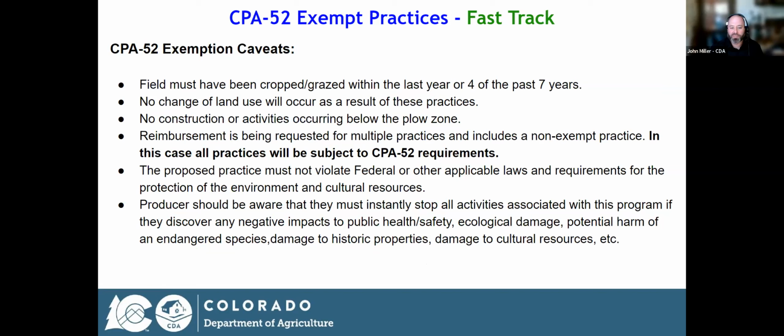The proposed practice must not violate federal or other applicable laws and requirements for the protection of the environment and cultural resources. So that one's kind of pretty self-explanatory. And the producer must be made aware that they should instantly stop all activities associated with the STAR Plus program if they discover any negative impacts to public health, ecological damage, potential harm of an endangered species, or if they see damage to historic properties or cultural resources.